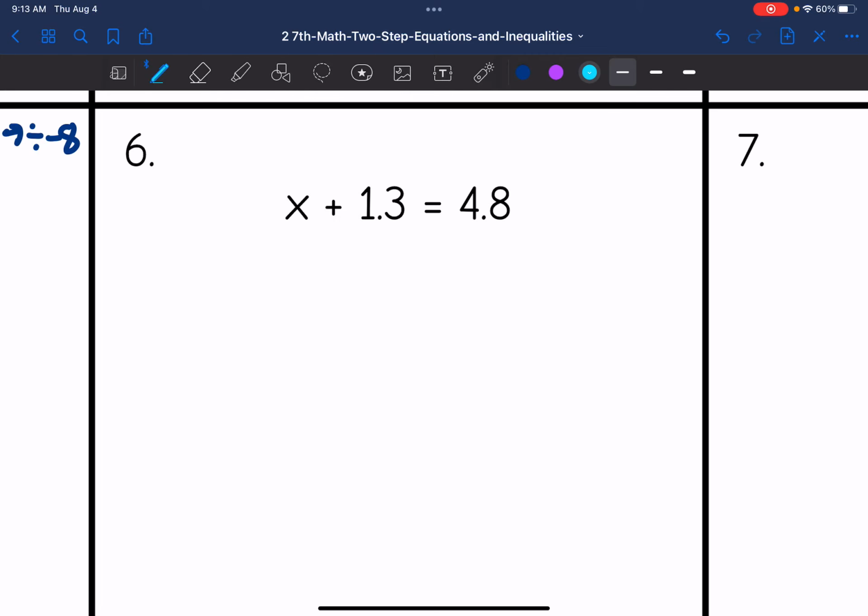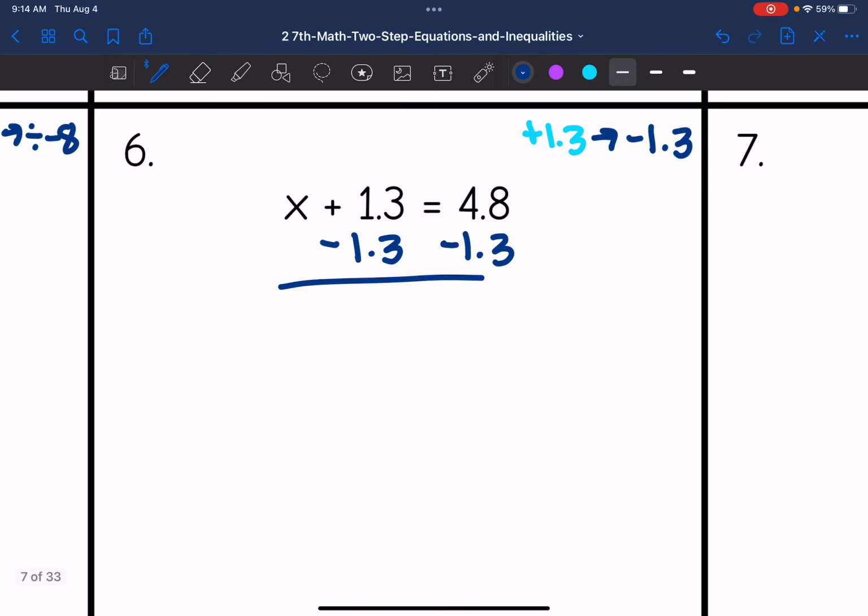Number 6, I have x plus 1.3 equals 4.8. So I am adding 1.3 to x. I have to do the inverse or opposite of that, which is minus 1.3. So I'm going to subtract 1.3 from x, and whatever we do to one side, we have to do to the other. I bring down the x, 1.3 minus 1.3 zeros out. And then 4.8 minus 1.3 is 3.5.